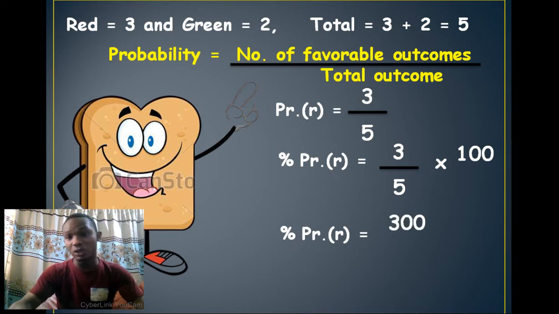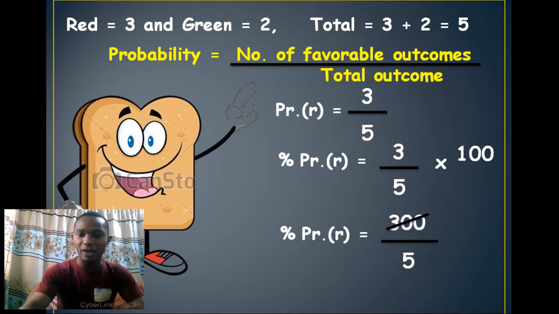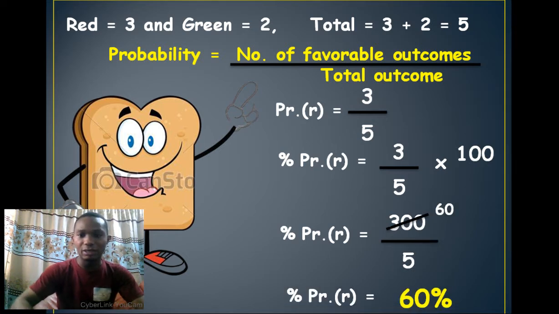You can decide to multiply your numerators together, or you can decide to divide. If I divide, I'll just say 5 into 100 is 20, then 20 times 3. But if you don't want to do it that way, you can just say 3 times 100, that gives you 300/5. Then dividing, 5 into 300 gives us 60, right? Then my final answer is what? 60%.